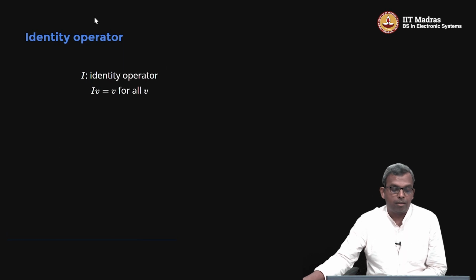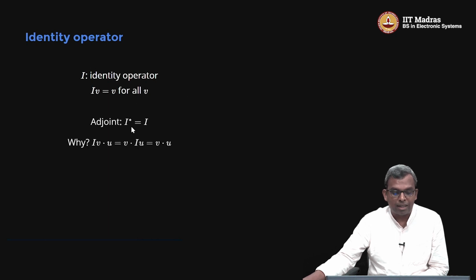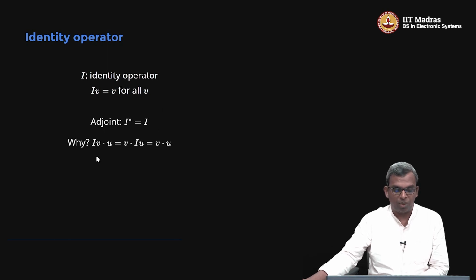Now here is an interesting and simple operator called the identity operator. Okay. So if you take the identity operator, IV equal to V for all V, the adjoint I star is I itself, right. So I is just identity, it does not change anything. So the I star will also be I. You can write down this functional we have here, IV dot U is V dot IU is V dot U, it is the same. So I star has to be equal to I.